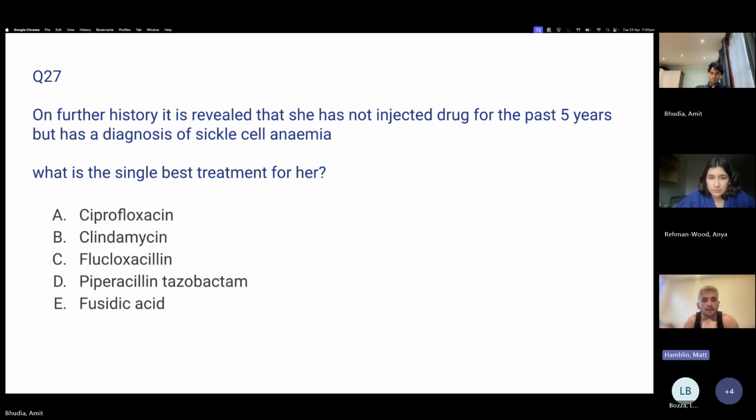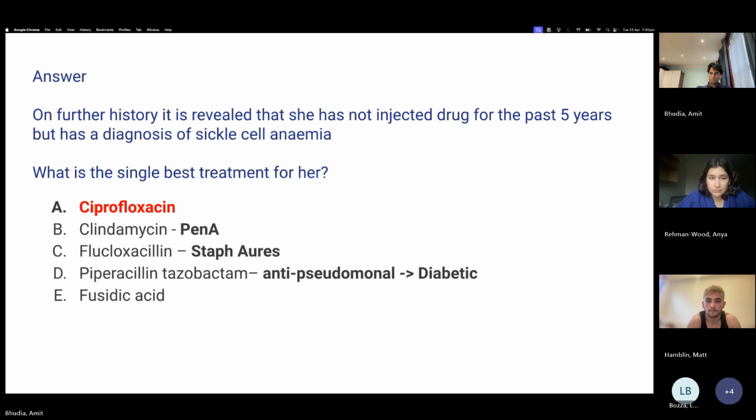Fine. So now they've gone and they've asked a couple more questions, and they find that she hasn't actually injected drugs for the past 5 years, but has a diagnosis of sickle cell anemia. What is the single best treatment for her? Ciprofloxacin.